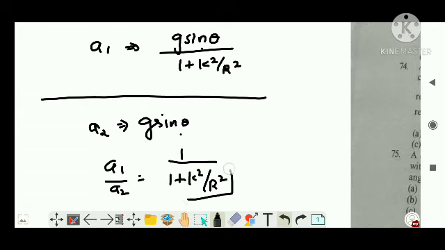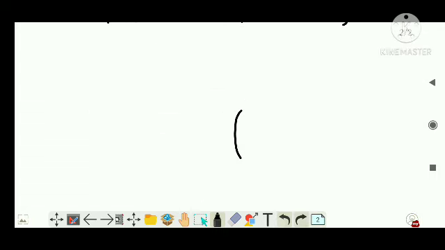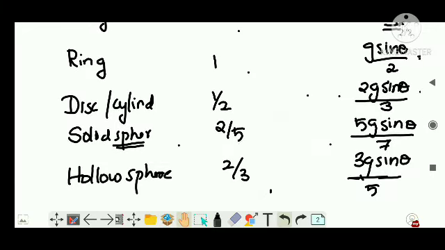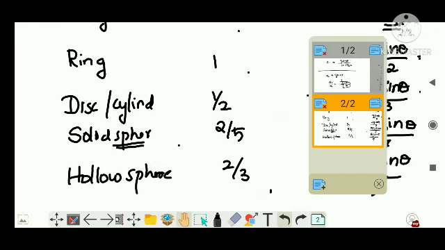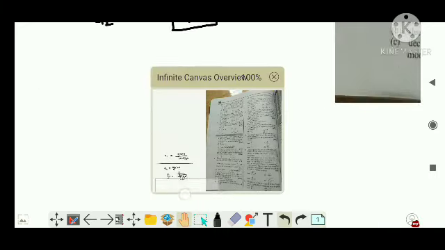Now the problem comes, what is k squared by r squared? So you can utilize the sheet which I have just written down, right? What is k squared by r squared in the case of a solid sphere? It is 2 by 5, right? So just substitute this. I hope you understood the meaning of why I took it, right?